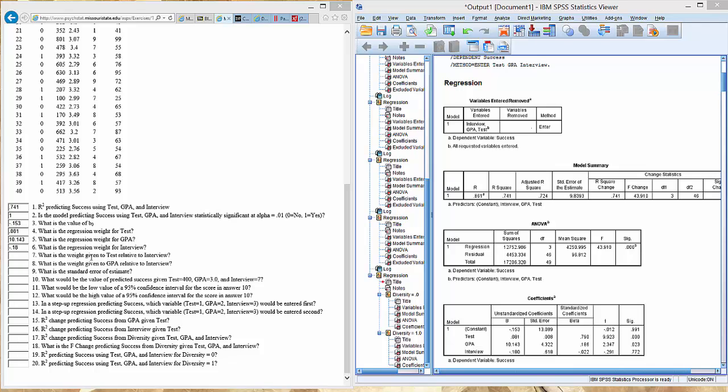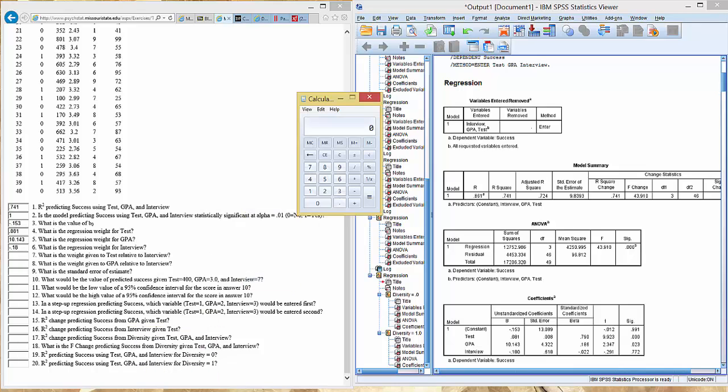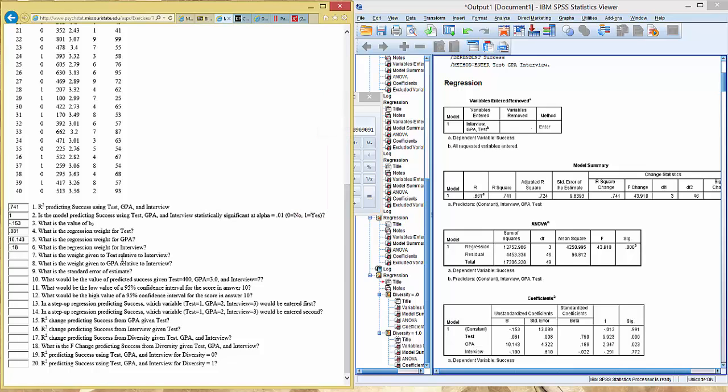To find the weight given to test relative to interview, we'll pull up the calculator. We'll look at the standardized coefficients, and the test is 0.790. As the standardized coefficient, we'll divide that by 0.022. We'll change the sign, and we'll get minus 35.91.